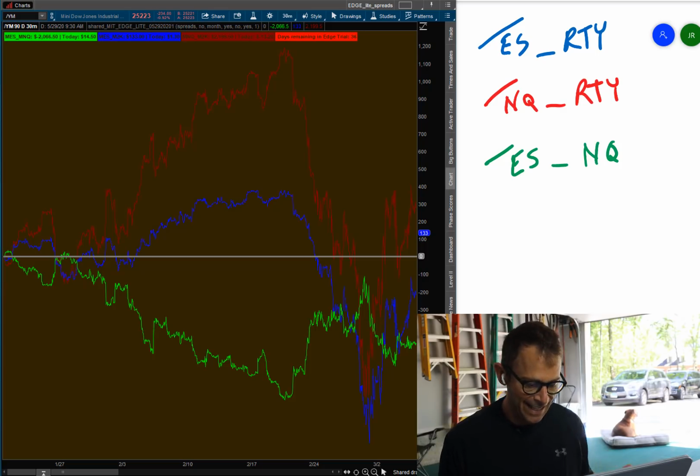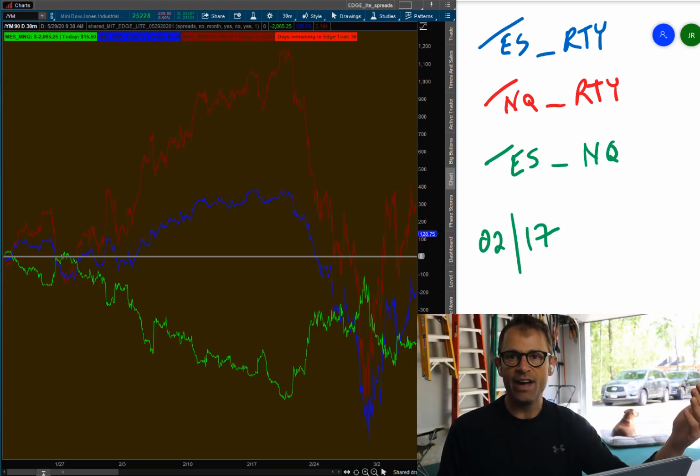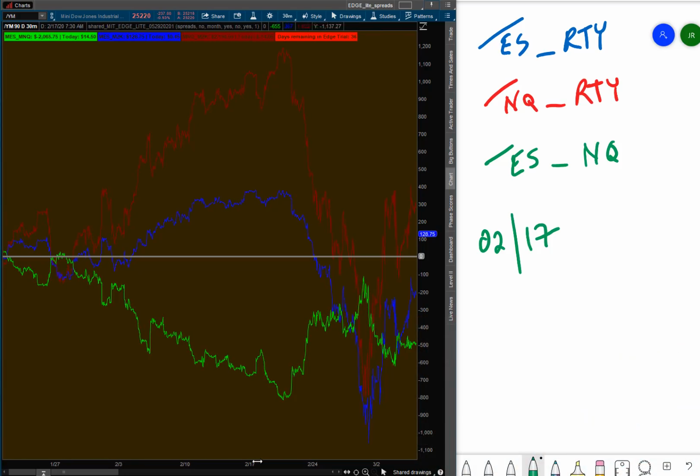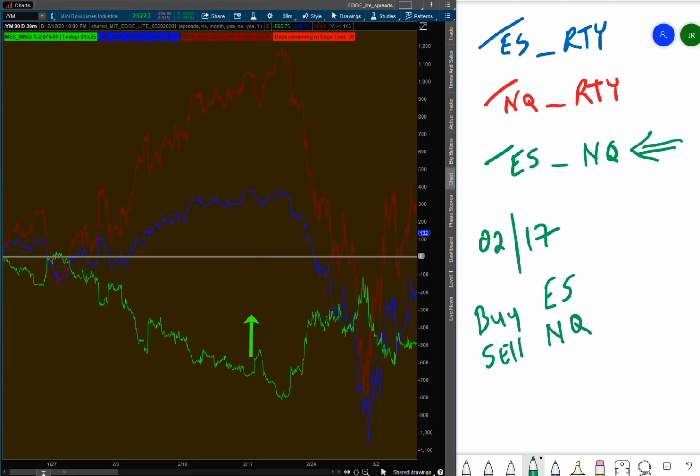Now, let's say around this February 17th time period, just as an example, we're not always going to buy the low, we're not always going to sell the high. I just want to walk you through. If we were to buy the green line, we are buying S&P, selling NAS, because the green line, as we know, is the S&P NAS. So we're buying one S&P and we're selling one NAS.